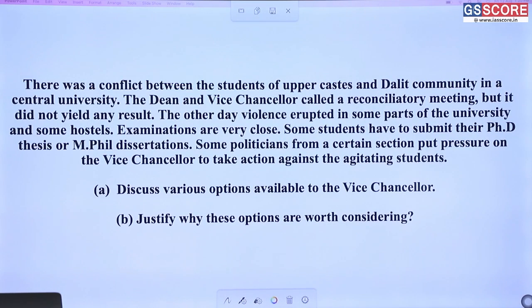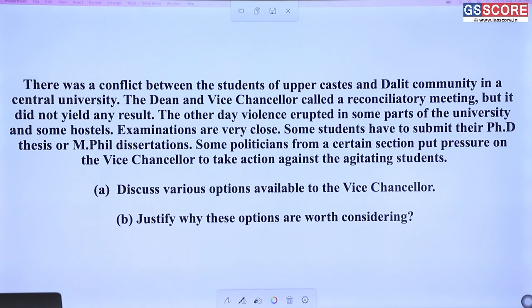What this case says is, there was a conflict between the students of the upper castes and the Dalit community in a Central University. The dean and the vice chancellor called a reconciliatory meeting, but it did not yield any result. The other day, violence erupted in some parts of the university and some hostels. Examinations are very close. Some students have to submit their PhD thesis or MPhil dissertation. Some politicians from a certain section put pressure on the vice chancellor to take action against the agitating students.